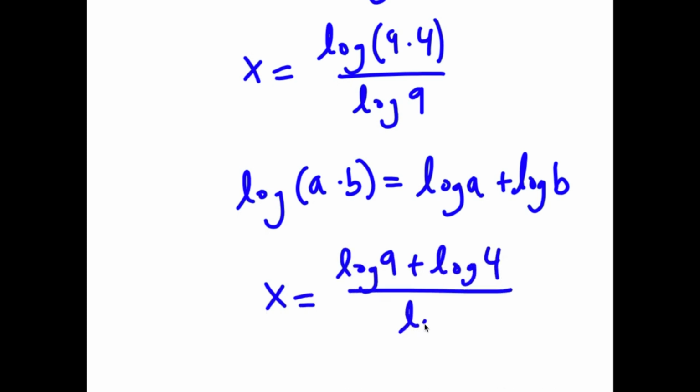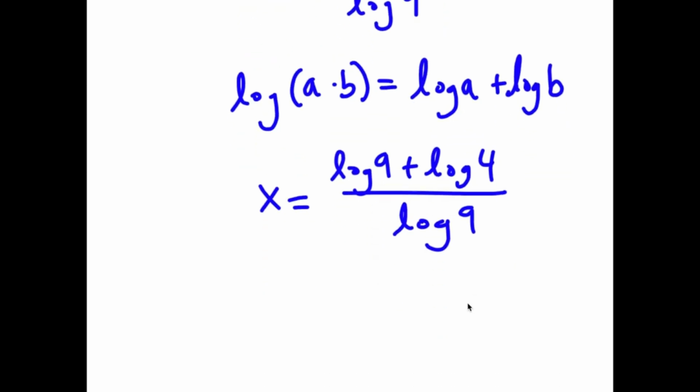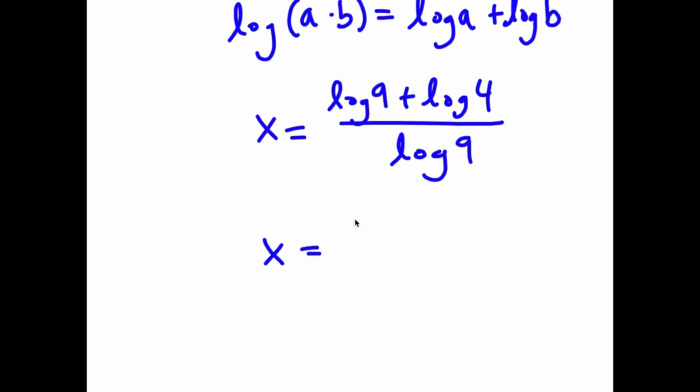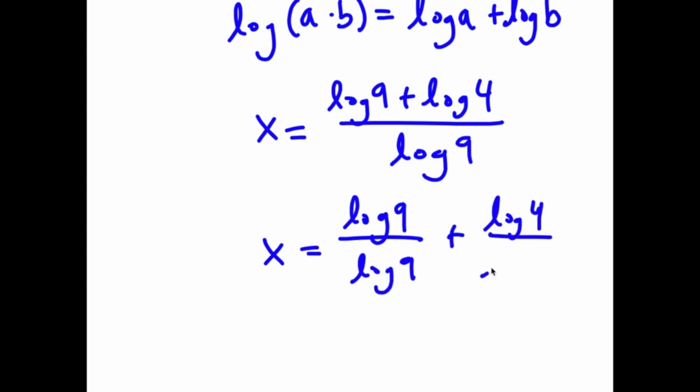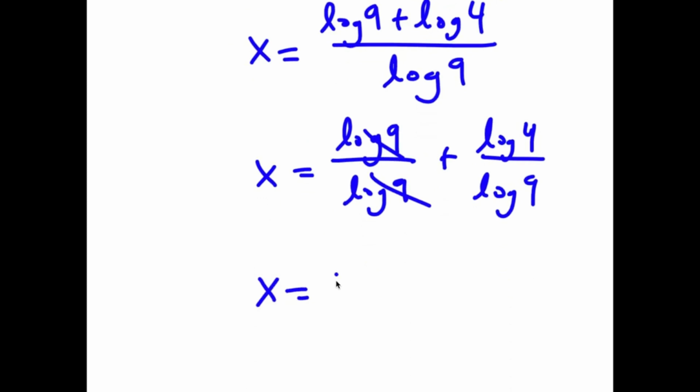Now I have this over log of 9. And this is equal to log 9 over log 9 plus log 4 over log 9. So then these two cancel out, and now I have x is equal to 1 plus log 4 over log 9.